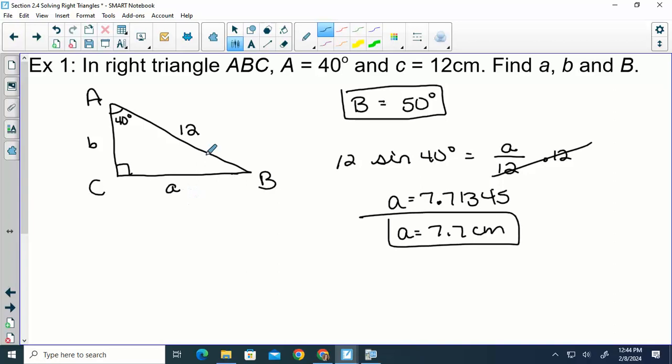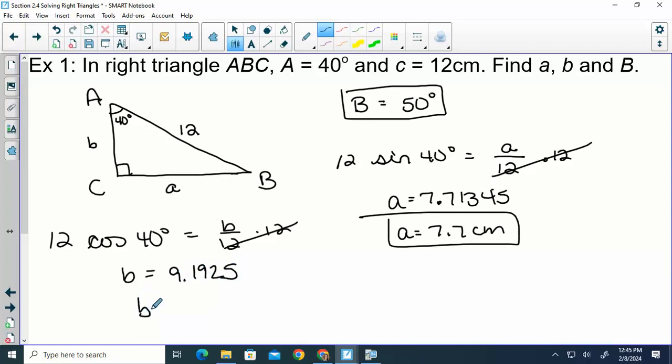A lot of times what I do is just try to go back to the original and use the numbers given to me as much as I can. So if I wanted to find side B using the numbers given, what would we do? So if we multiply over the 12, side B is 12 cosine of 40. And again, it's a side. We're doing 2 significant digits, so this would round to 1.2 centimeters.